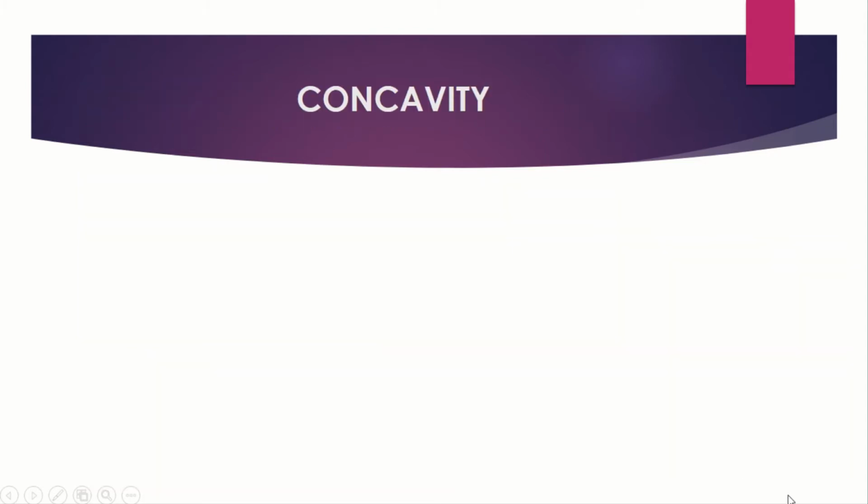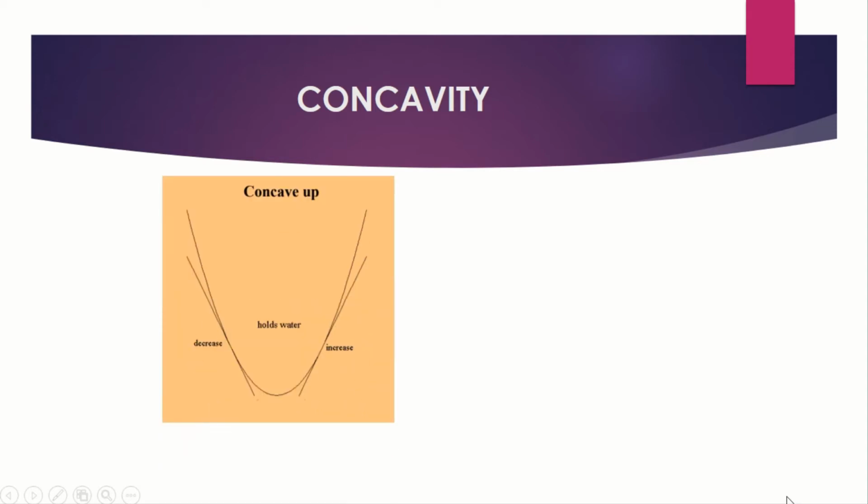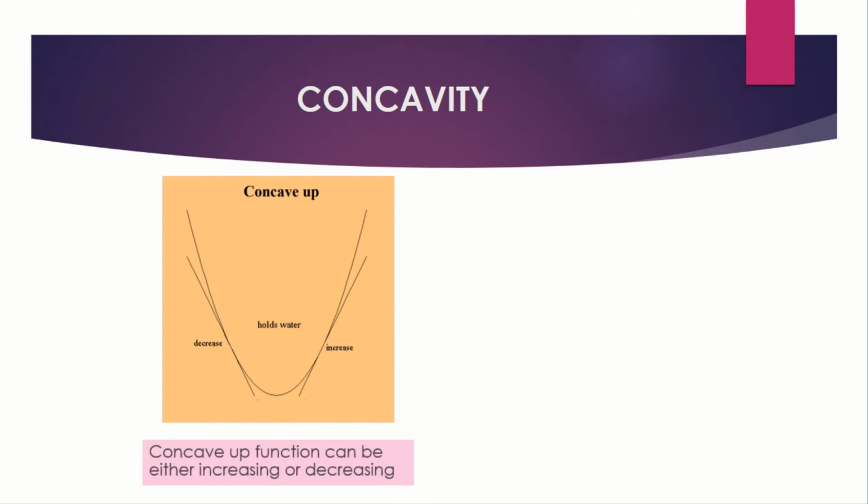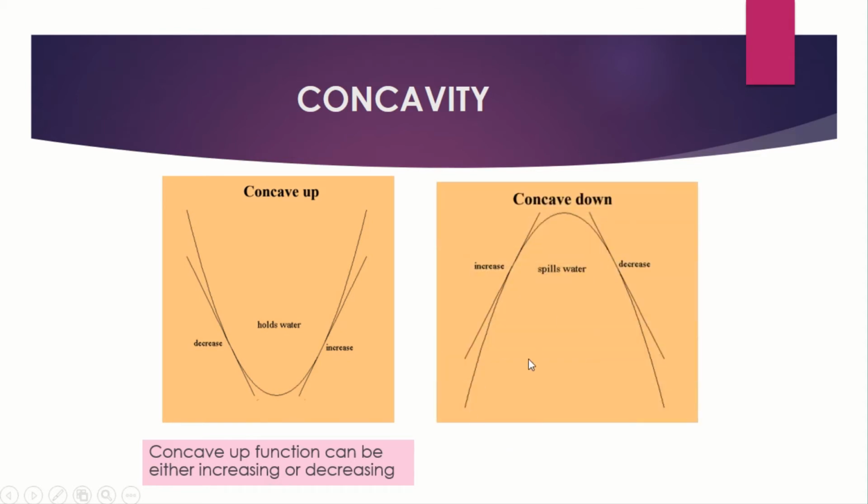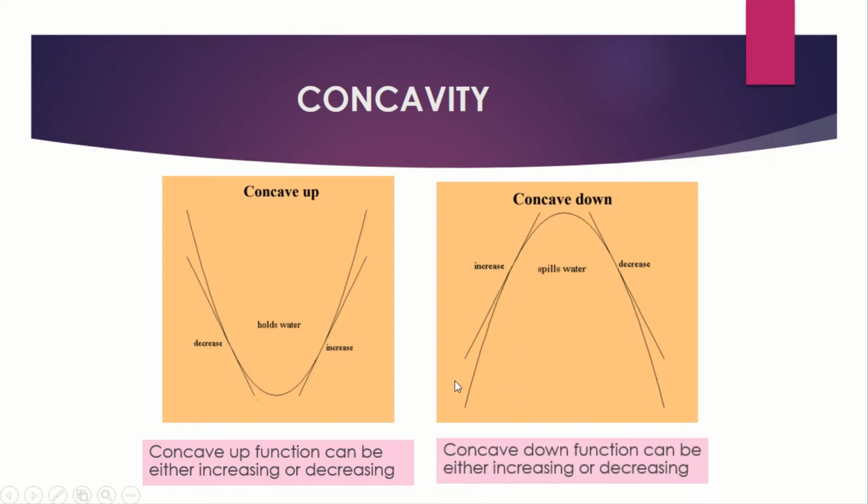Now we look at the definition of concavity. So this is the shape of a concave up arc. It can hold water actually. So a function is concave up when it bends up. Alright, for a concave up function, we have a decreasing part and an increasing part also. This is a concave down function. It actually spills water. You can see also for a concave down function, we have an increasing part, and this is the decreasing part.